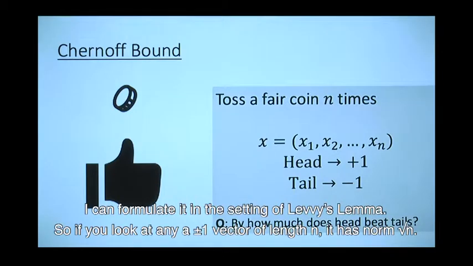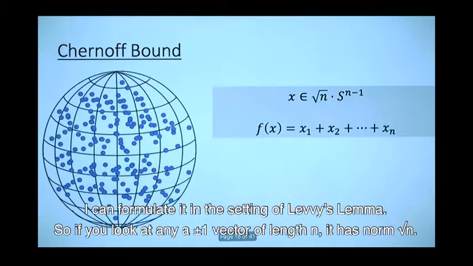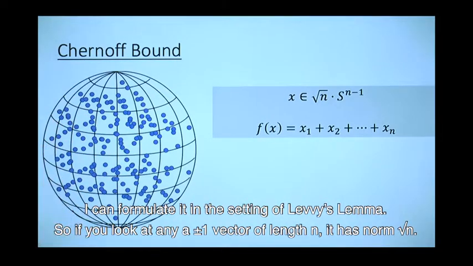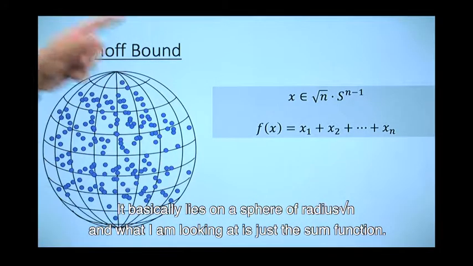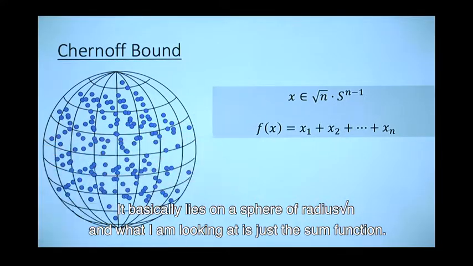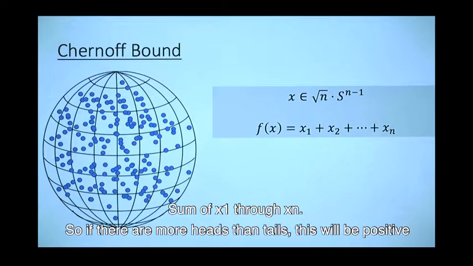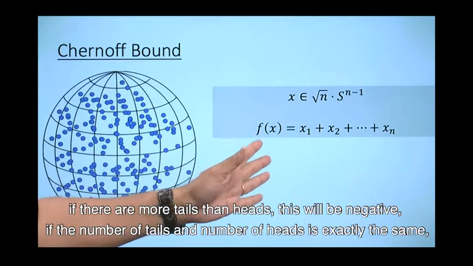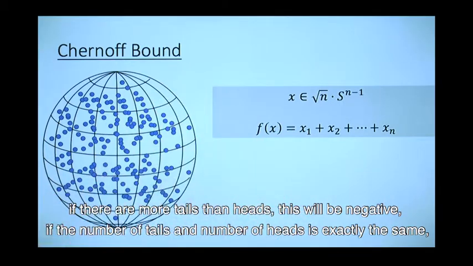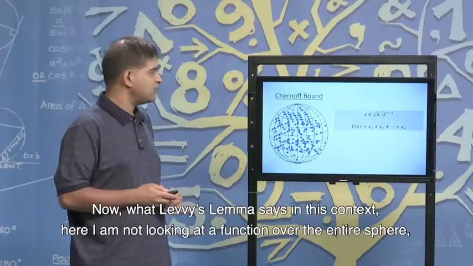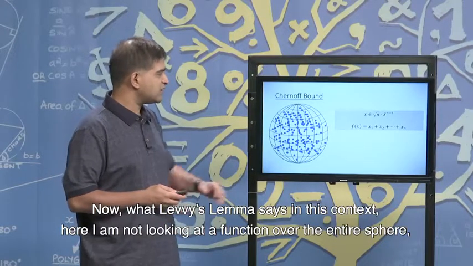I can formulate it in the setting of Levy's lemma. If you look at any +-1 vector of length n, it has a norm root n. So, it basically lies on a sphere of radius root n, and what I am looking at is just the sum function, the sum of x1 through xn. If there are more heads than tails, this will be positive. If there are more tails than heads, this will be negative. If the number of tails and number of heads is exactly the same, f of x is going to be 0.